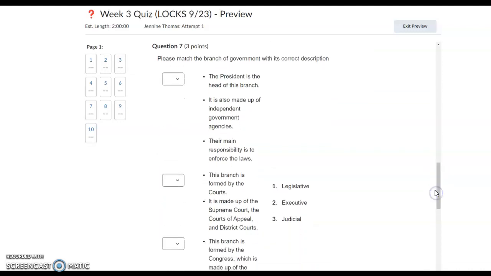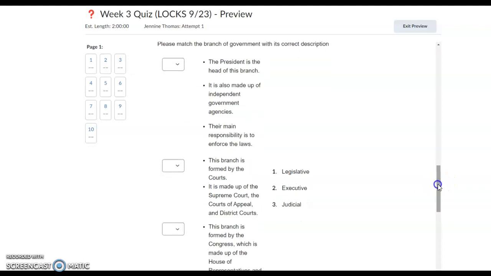Question number 7. Please match the branch of government with its correct description. The branches are legislative, executive, and judicial. The description of each branch is: the president is the head of this branch. It is also made up of independent government agencies. Their main responsibility is to enforce laws.